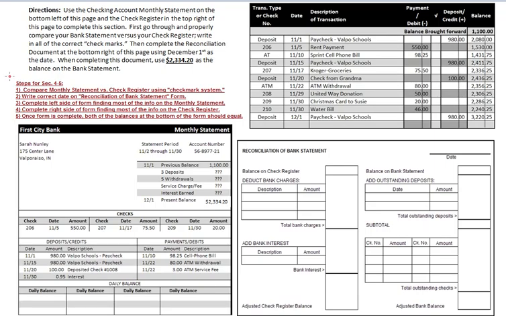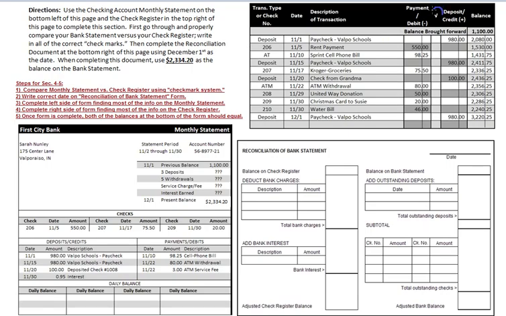What I've also done is wrote out steps. You might want to write these steps out yourself on your homework today. You might want to pause this video and on your worksheet write these steps out because I think they're very helpful. Step number 1, what we want to do is compare our monthly statement versus the check register using the checkmark system. The checkmark system is very simple.